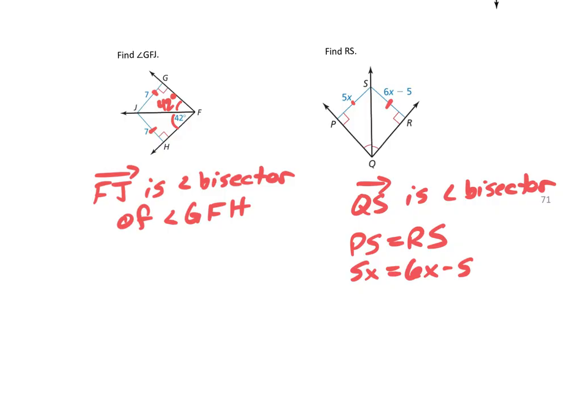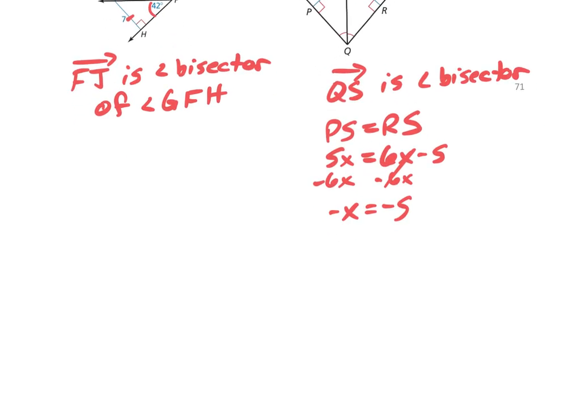Last hour we talked about I could add 5 and then bring the 5x over here. There's more than one way you can go about solving this. If you like to keep things positive, there's nothing wrong with that, okay? But it's okay to go negative too. If I were to subtract 6x, you just got to be a little bit more careful with your signs. And then I would get x equals 5.